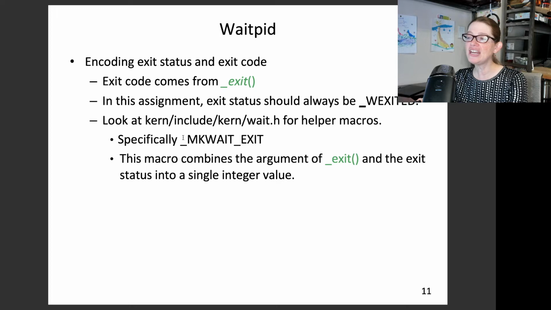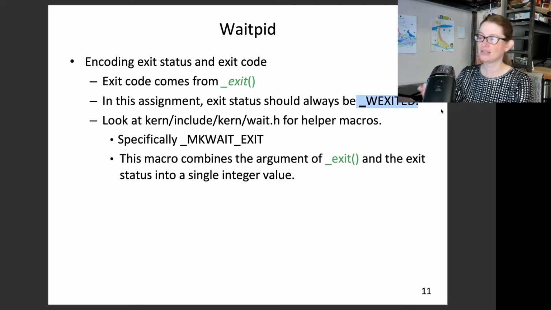And to turn it into a single integer, you're going to use this macro, mkWaitExit. Now you'll note that mkWaitExit takes only a single argument. It's because it is assuming that if you're calling mkWaitExit, then your exit status is wExited. And so it just takes the exit code and combines it automatically with wExited. And that is the value you're going to pass back through waitpid.